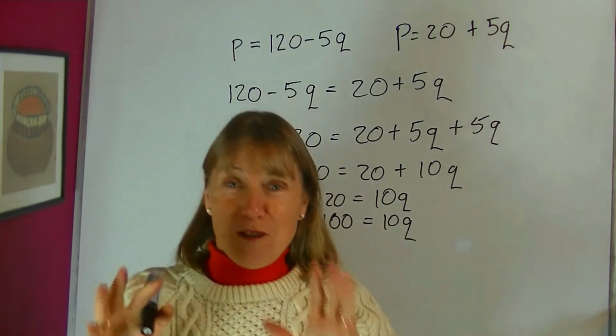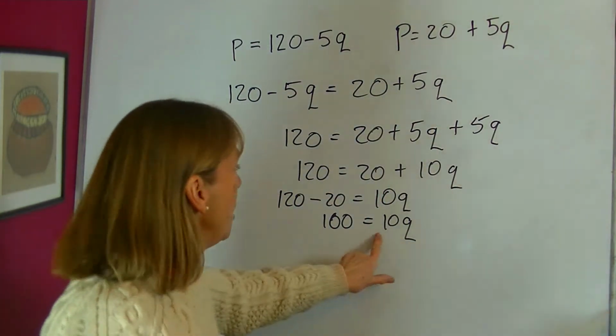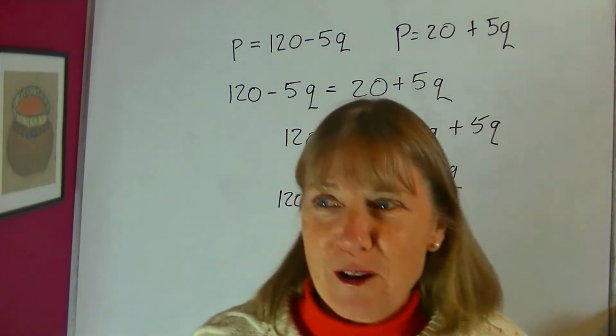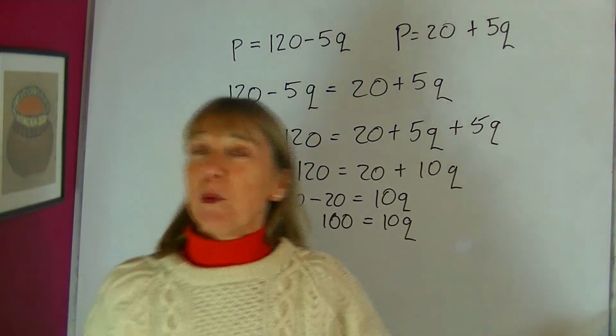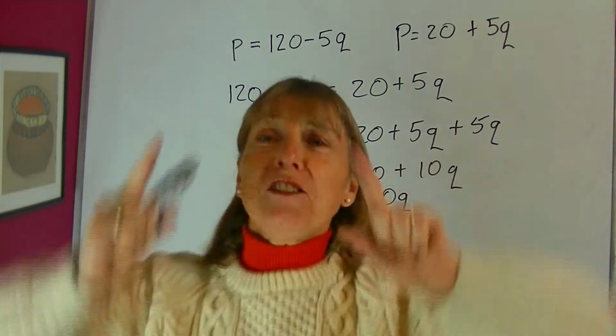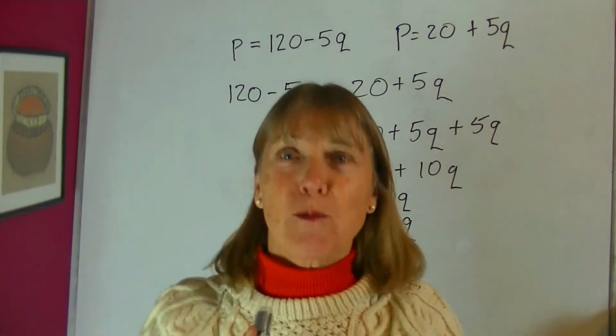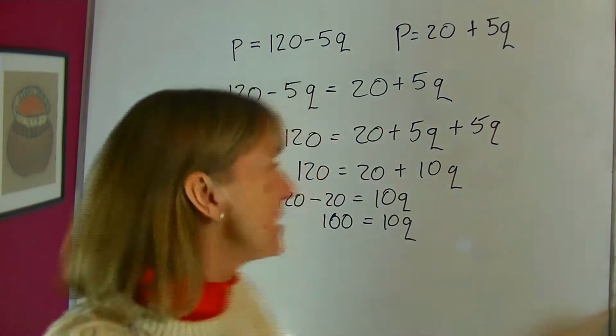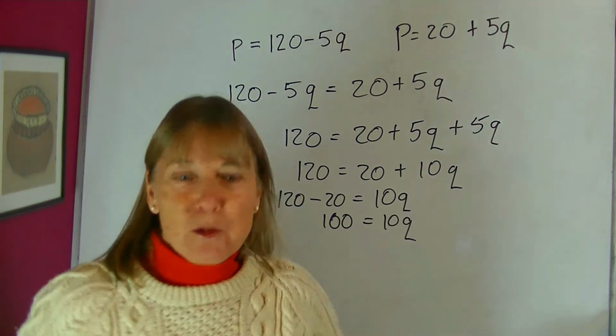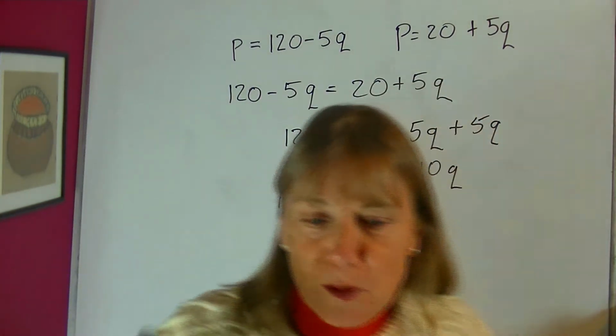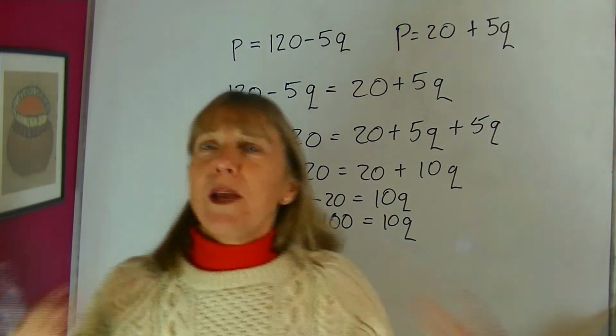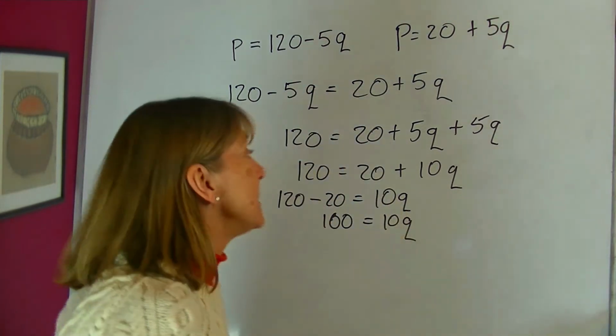But let's just go through the fundamentals again. So we now know what 10 lots of Q is, but we're not interested in 10 lots of Q, we're interested in just one Q. That's what we want. We want to know the value of Q in this equation. So if we have 10 Qs and we just want one Q, then what we have to do is divide that by 10.